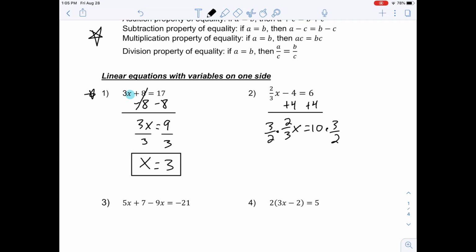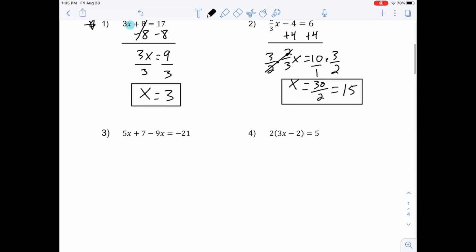If I multiply both sides by the reciprocal, this just becomes 1x, or x. And of course, 10 times 3 over 2, I can just put that over 1, and that gives me 30 over 2, which is equal to 15. Now remember, when you divide with fractions, what do you do? You multiply by the reciprocal. So in essence, we're really doing the same thing, we're just doing it in one step. So in this problem, x is equal to 15.